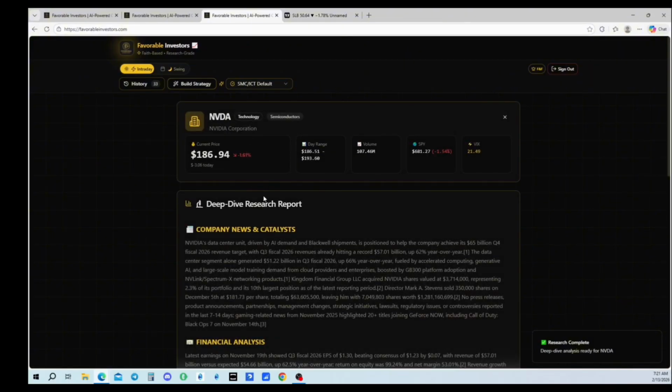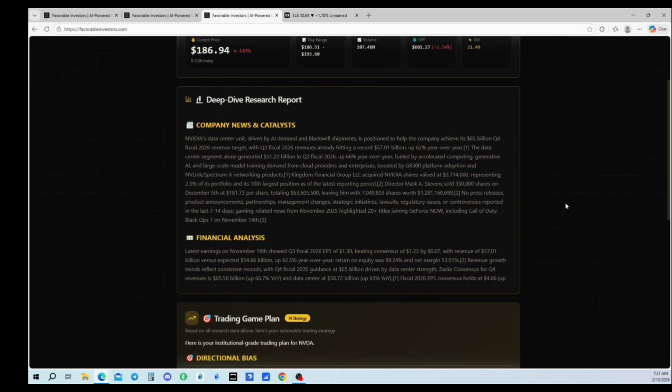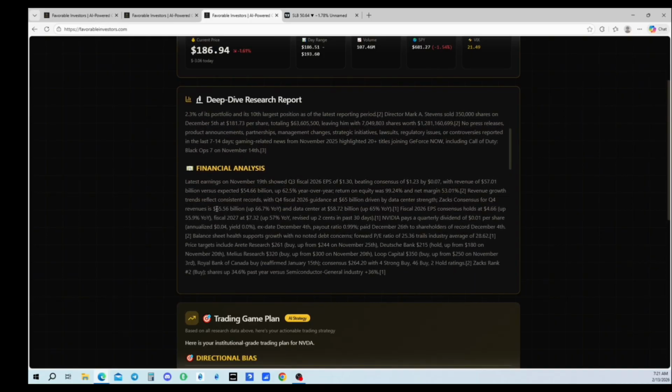So now we see, look, just as an example, right now we ran NVIDIA in here, gives you a full deep dive research, the company news and catalyst. Look at this too. It says NVIDIA's data center unit, driven by AI demand and Blackwell shipments, is positioned to help the company achieve its $65 billion quarter four fiscal 2026 revenue target, with quarter three fiscal 2026 revenues already hitting a record $57 billion. That's amazing.